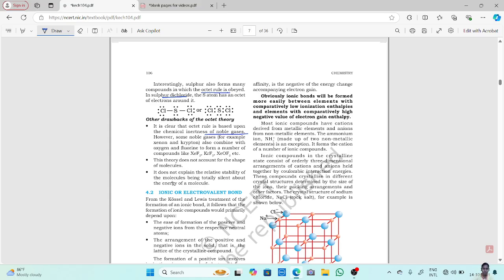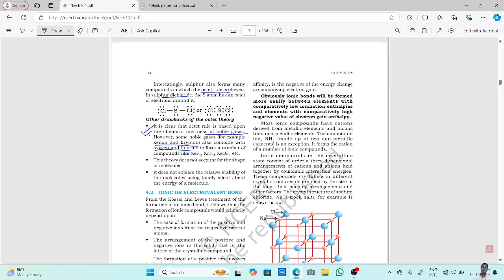However, some noble gases, for example xenon and krypton, also combine with oxygen and fluorine to form a number of compounds. Even though they have a completely filled, stable configuration, they still form compounds with oxygen and fluorine. This is also another drawback of the octet rule.